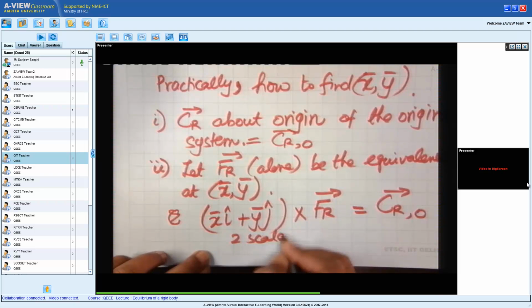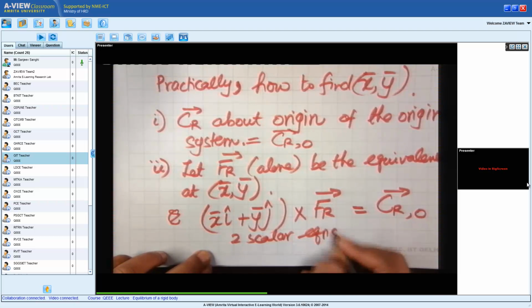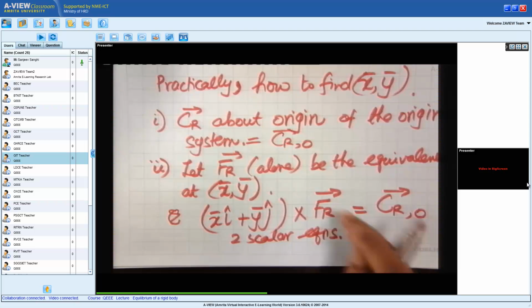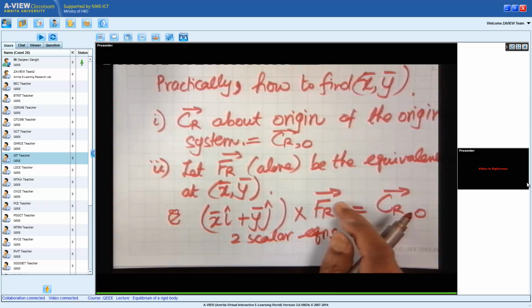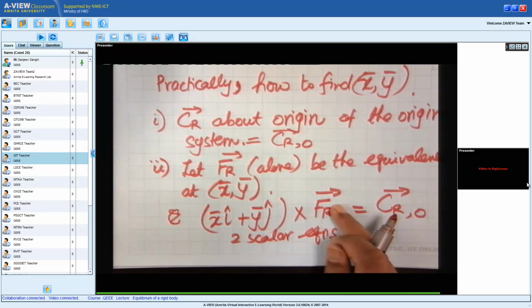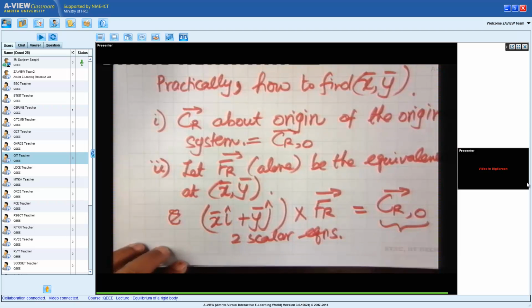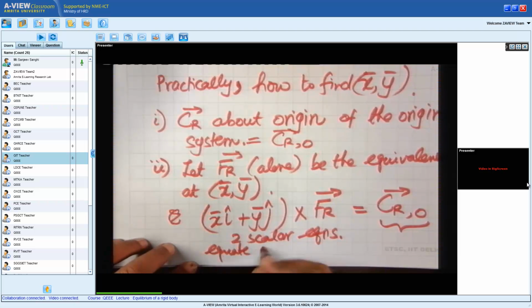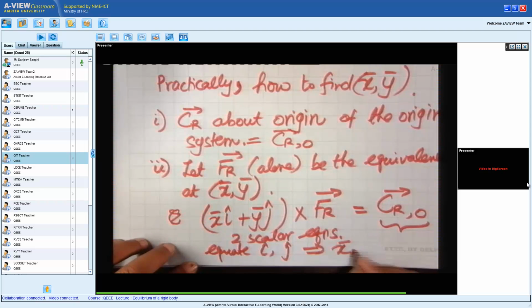And this equation will give us two scalar equations. Why will it give us two scalar equations? Because the direction of Fr is k. So when I take i cross k, I will get a j component. j cross k will give me an i component, and this resultant Cr will have an i component and a j component. So we equate the i component and the j component, and this will give us x bar and y bar both.